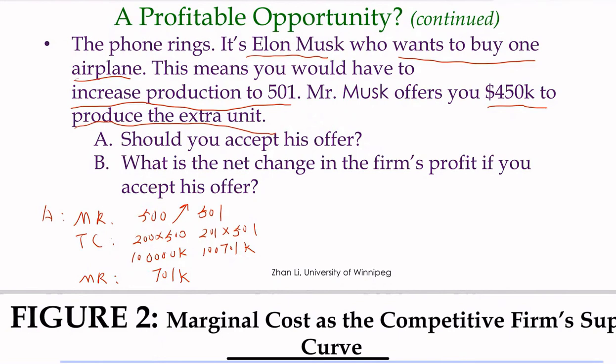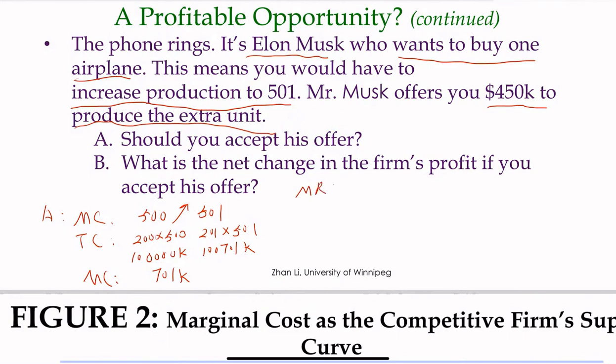So the total cost here is, if you have 500 jets, then your total cost would be 100,000K. And if you have 501 jets, then your total cost would be 100,701K. So your marginal cost would be 701K, right? So basically, if you want to produce one additional jet, then you have to pay 701K higher cost.